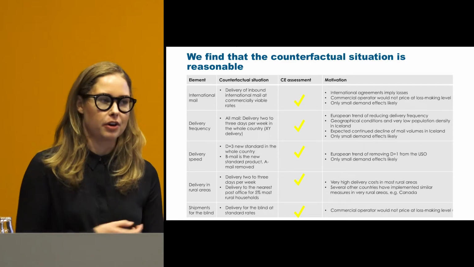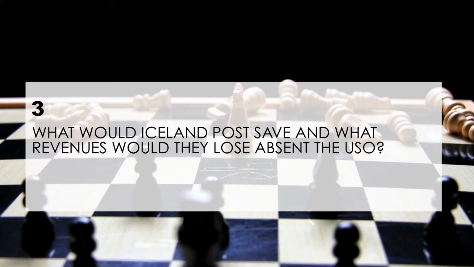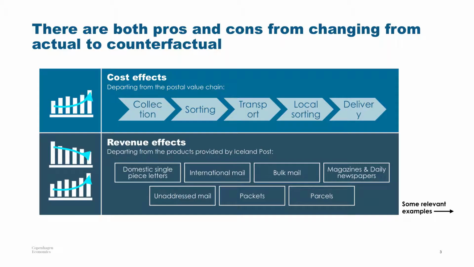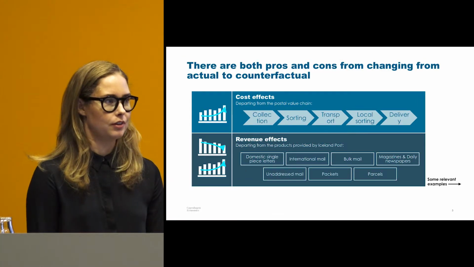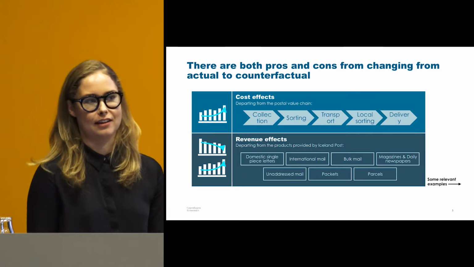So we have found our counterfactual scenario, and what we have to do next is to find out what Iceland Post would save and what they would lose if they didn't have to oblige to do so. There are actually both pros and cons from changing from the actual to the counterfactual. We have looked at the cost effects, and when we do that, we depart from the postal value chain. So we look at what happens in the different parts of the value chain. How are operations affected? In this case, we will only see positive effects, because no commercial operator would start doing something that costs more if they didn't have to.